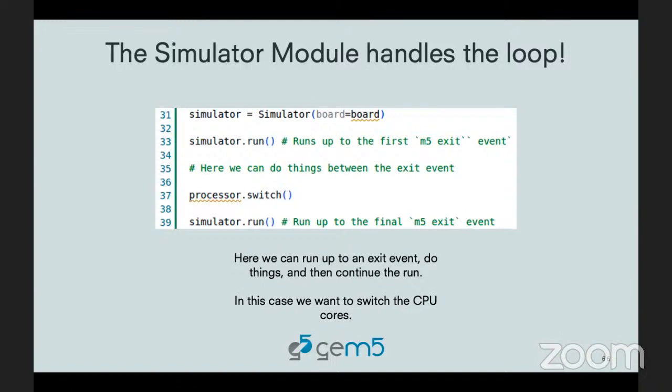So here it runs that first m5 exit event, exits. We switch the processor's cores out because you've got the special switchable processor, and then we continue the simulation. And if you want, you can write configuration scripts like this that go on endlessly. You have something for every single exit event you have. It could be like 20 of them, and just continue to go through changing them back and forth. I want to talk about a slightly more concise way to do this that we have put in that involves using Python generators. It's not as hard as it sounds or even looks.